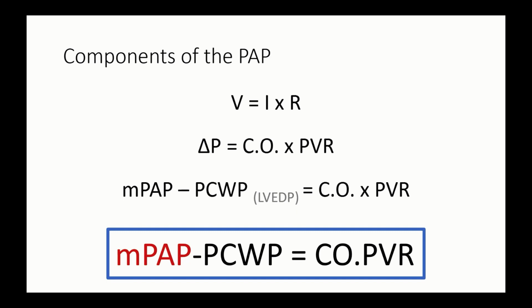So the components of the pulmonary artery pressure, using Ohm's law, where the voltage equals the current times resistance, converting it to fluid dynamics, delta P equals the cardiac output, which is the current, times the PVR, pulmonary vascular resistance, as the resistance. And if you split the delta P into its components, you will end up with the mean pulmonary artery pressure minus the wedge pressure, or the LVEDP, the left ventricular end diastolic pressure, times the cardiac output, equals the cardiac output times PVR.